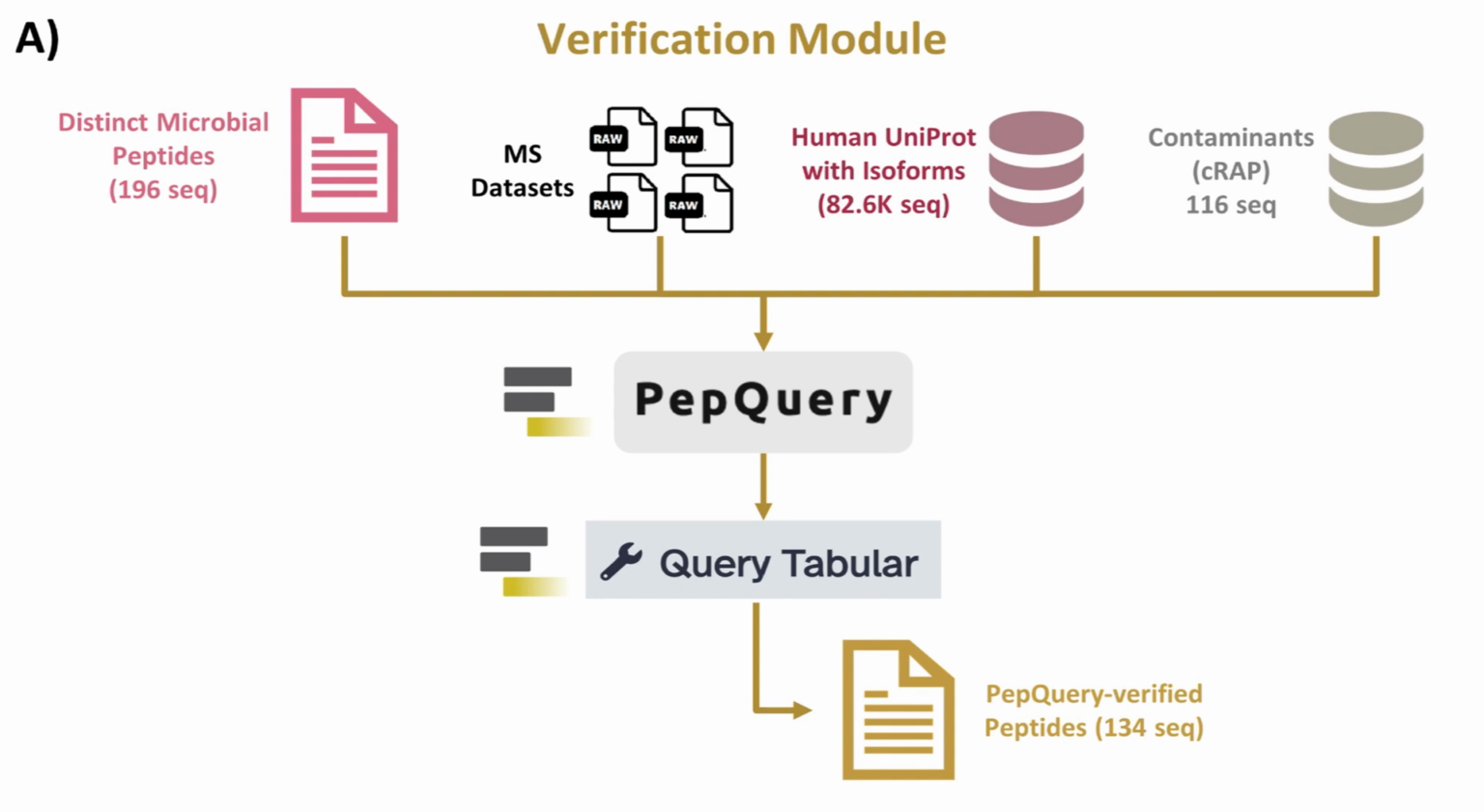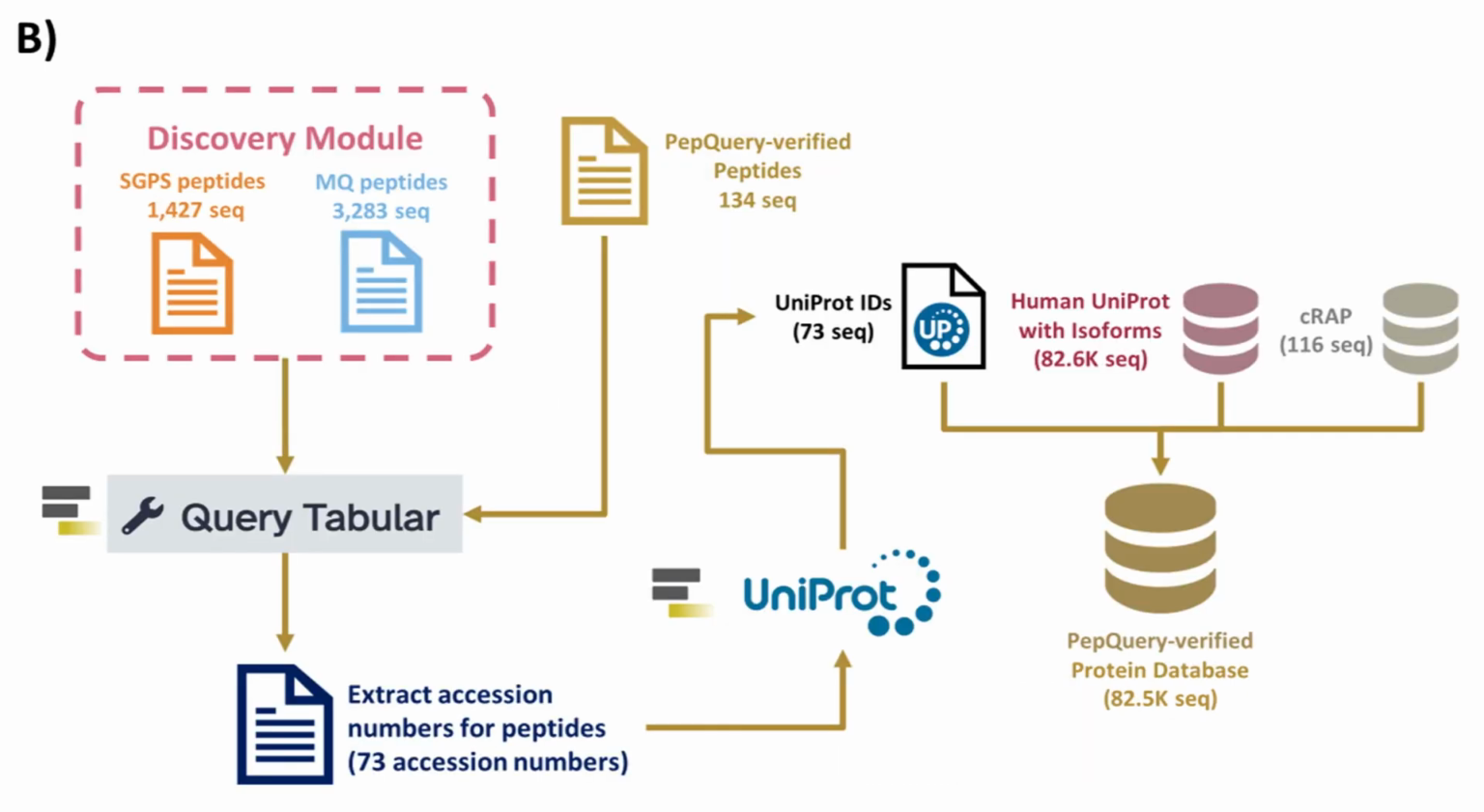This leads into Part B, where we will use the verified peptides from Part A to generate a compact protein database that will be used in our quantification module. The top left box labeled Discovery module is a quick reminder that we use the peptide reports from Module 2 to verify that these peptides are indeed of microbial origin.